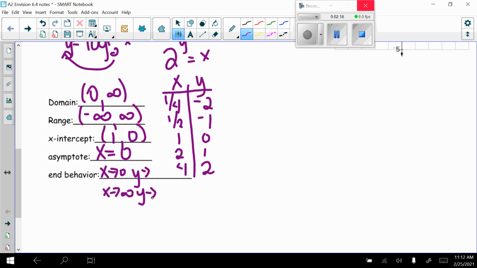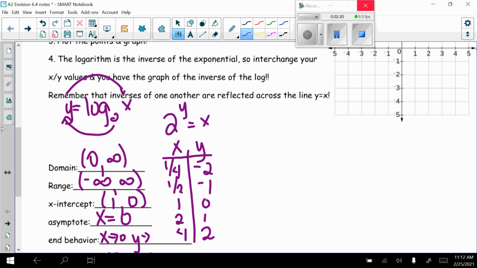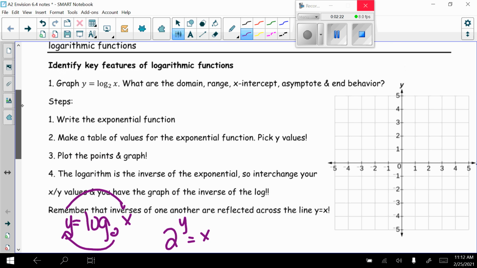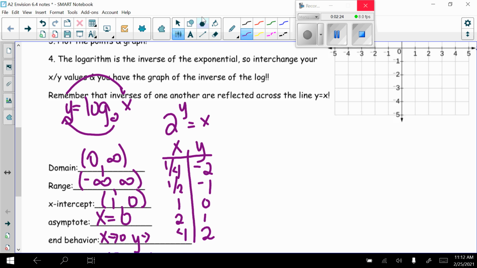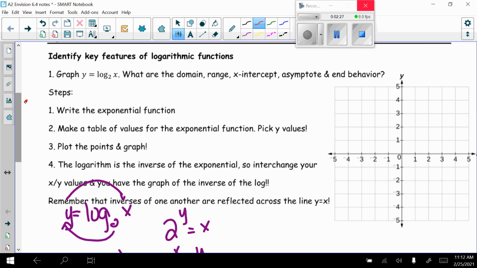All right, so let's first graph these. I know that my asymptote is the line x equals 0. It's this vertical line. So I'm going to graph that first. So there's our asymptote. So now we're just going to plot these points that we came up with. So 1/4, -2, so over a fourth, down 2; over a half, down 1; (1, 0); (2, 1); and (4, 2).